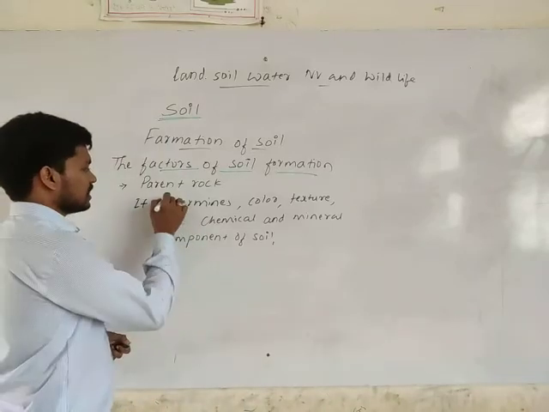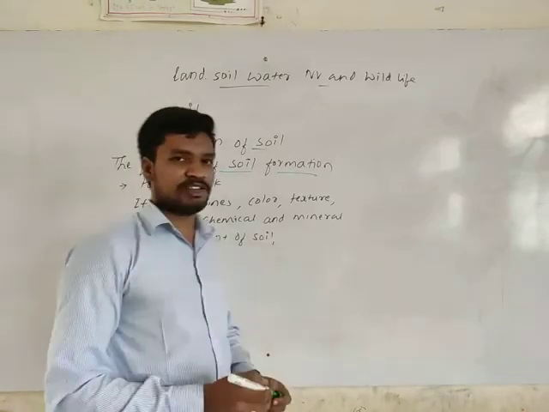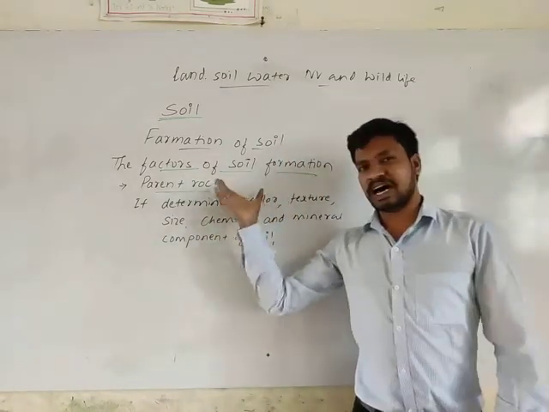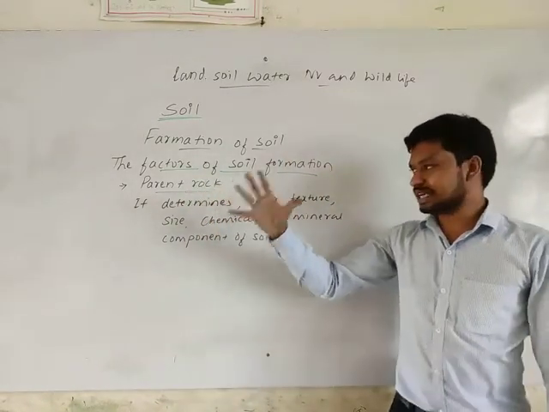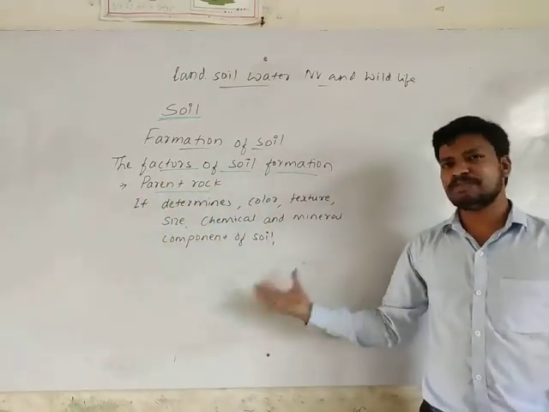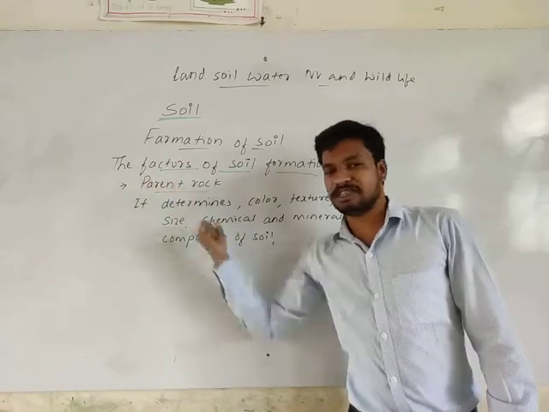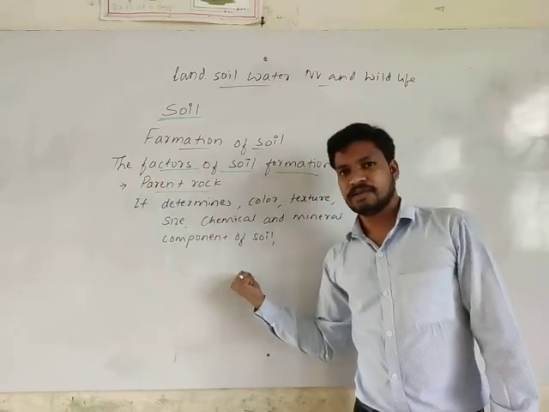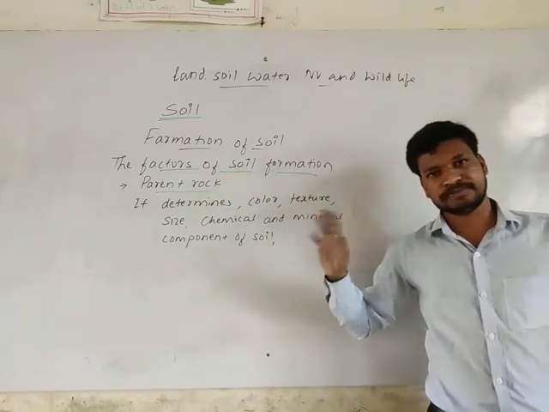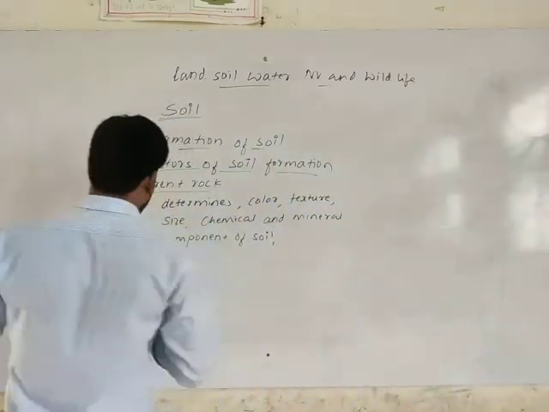If the parent rock is red in color, then automatically the soil color will be red. If the parent rock has different types of chemicals, whatever chemical components the parent rock has will be transferred to the soil. That means the soil has formed from this parent rock, so of course it will have the chemical components which are there in the parent rock. Now, about climatic changes.